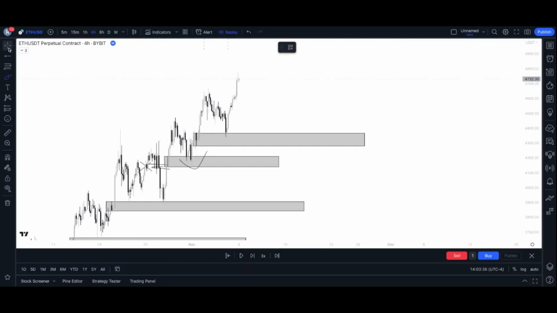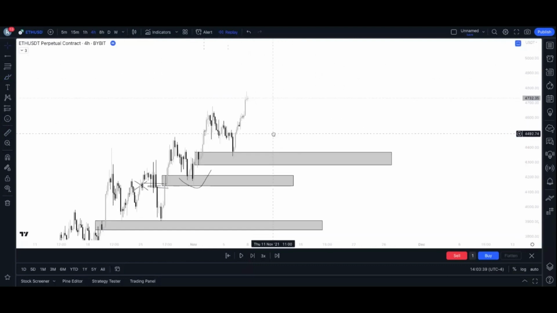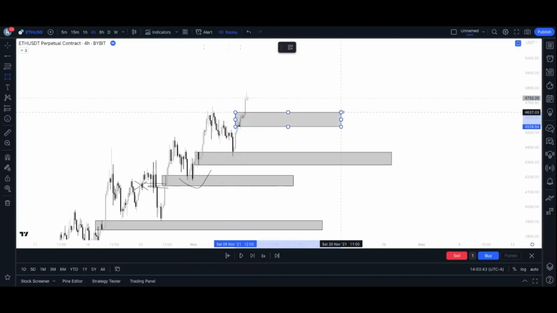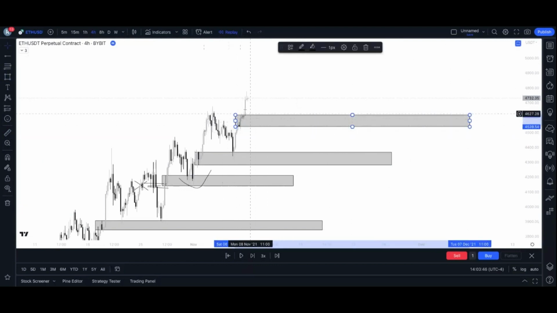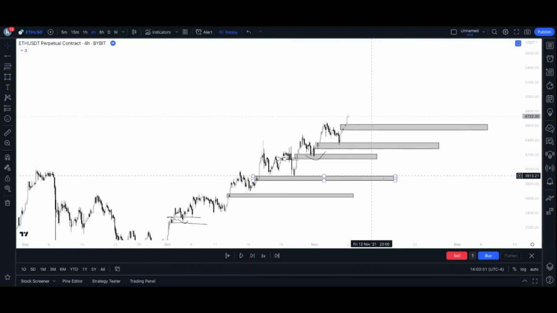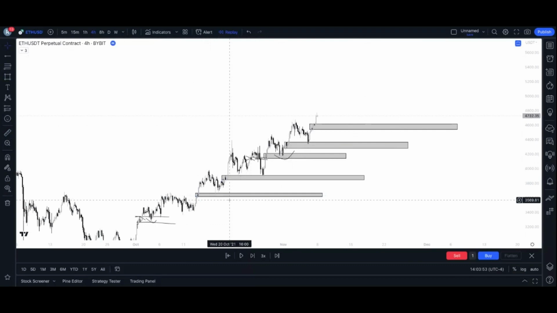There's two clear demands print right here, right on top of each other. How I would play this is I would just put a rectangle on top right through both and treat this as one demand zone because this is technically a level of demand. And as a demand trader, especially on the 4-hour, these are your opportunities.